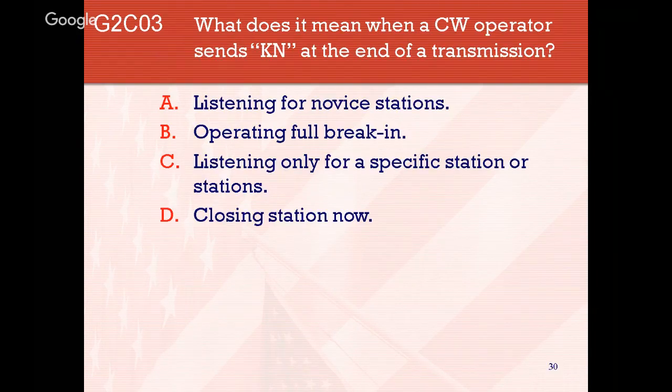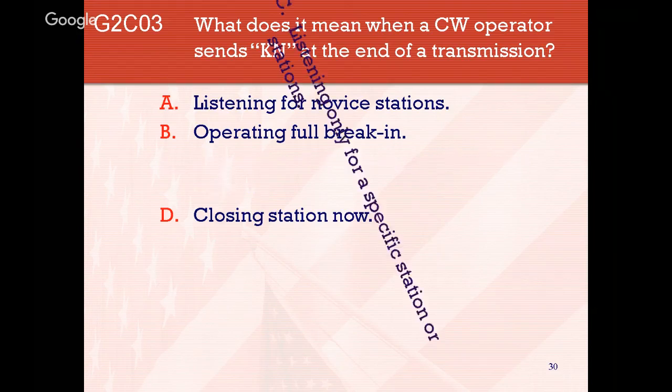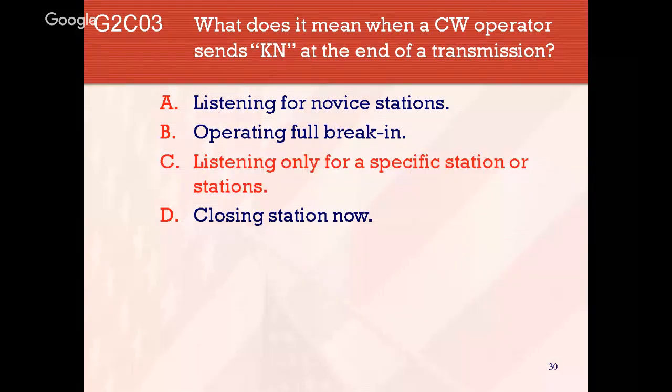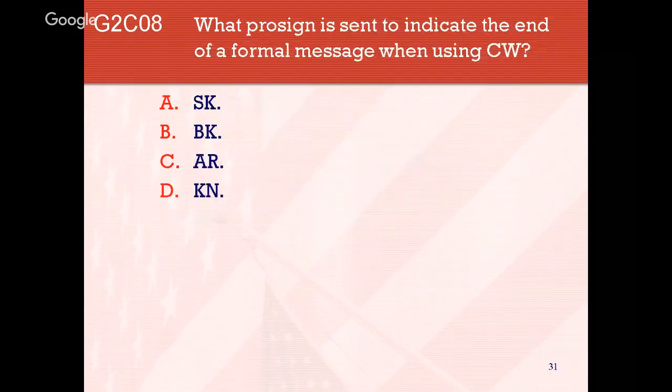So what does it mean when a CW operator sends KN at the end of the transmission? Again, with this one, they're not listening for novice stations. It doesn't mean anything about full break-in or closing the station down, but they're only listening for a reply from a specific station. C is the correct answer, yes.